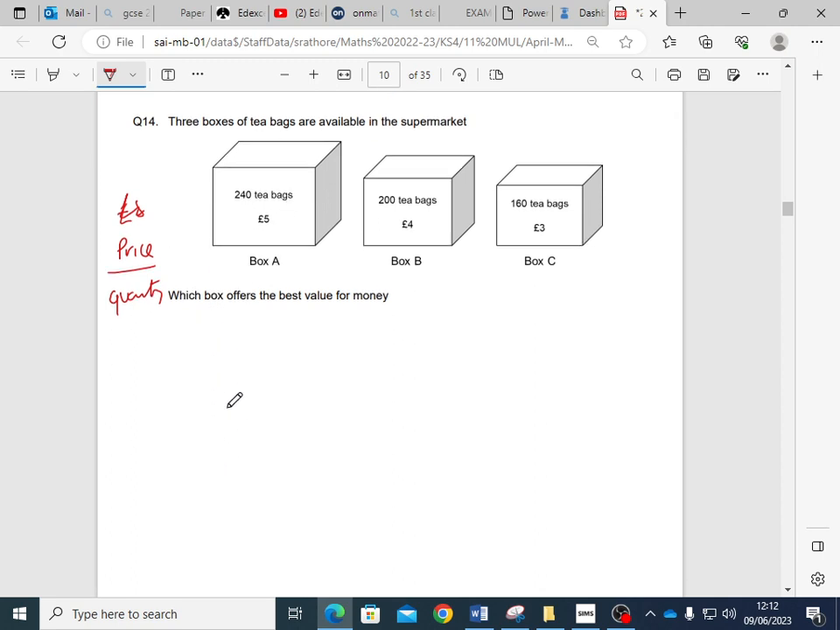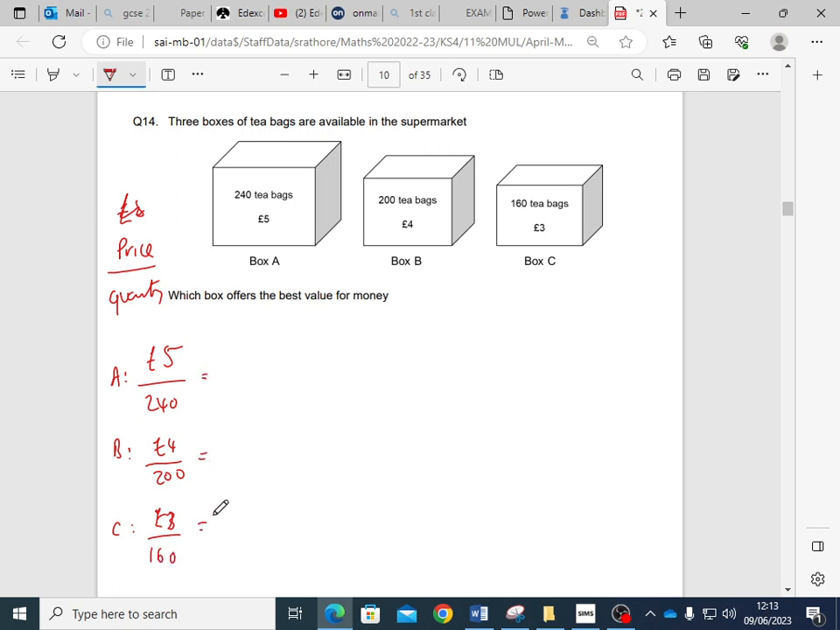So in this case, if I just set that all up, it's going to be £5 over 240 bags. That's going to be A. B is going to be £4 over 200 bags, and C is going to be £3 over 160 bags.